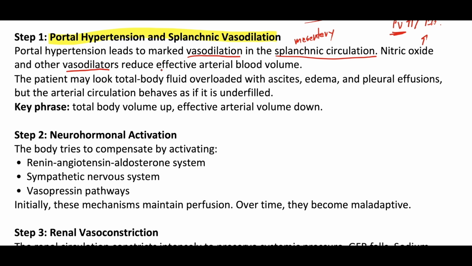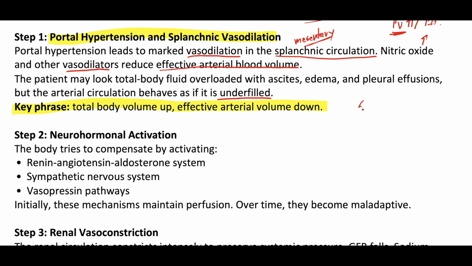And this then reduces the effective arterial blood volume, because blood starts to pool in the splanchnic circulation in that mesentery. And as blood pools there, there's obviously less circulating blood in the arterial system. That's why these patients sometimes will look very extravascularly volume overloaded, right? They have ascites, they have peripheral edema, they have pleural effusions, but their arterial circulation is actually kind of hypovolemic. It's underfilled. It's one of those really difficult challenges. People sometimes say that these decompensated cirrhotics are total body volume up, but effective arterial volume down.